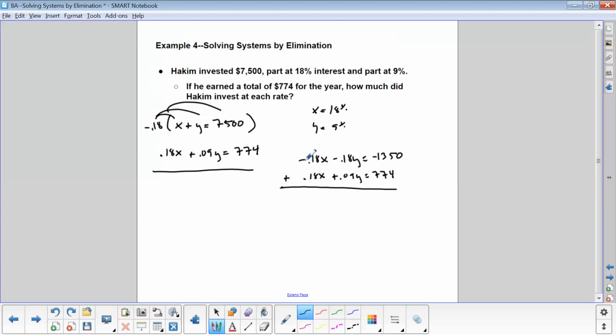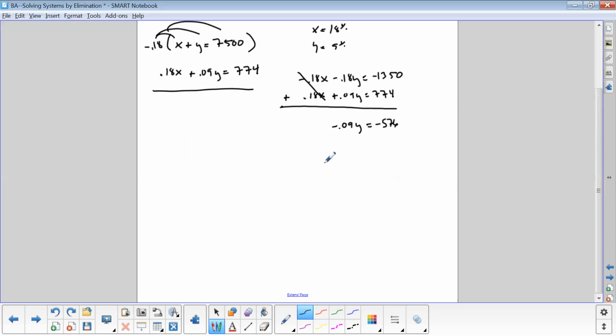And now I can add them together. The coefficients are opposite signs, so that goes to 0. And I'm left with negative 9 hundredths Y. And I add these together, and I get negative 576. So I divide by negative 9 hundredths, and I get Y is equal to 6,400.